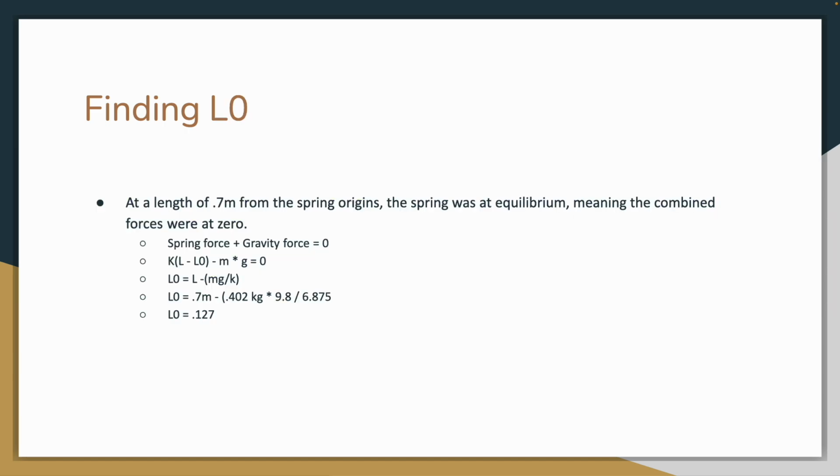Finding L0. At a length of 0.7 meters from the spring's origin, the spring was at equilibrium, meaning the combined forces were 0, which also means spring force plus gravity force equals 0. This also means K multiplied by (L minus L0) minus m times g equals 0. You can reformulate this equation to get L0 equals L minus mg over K. I plugged in the known quantities and got L0 equals 0.127 meters.